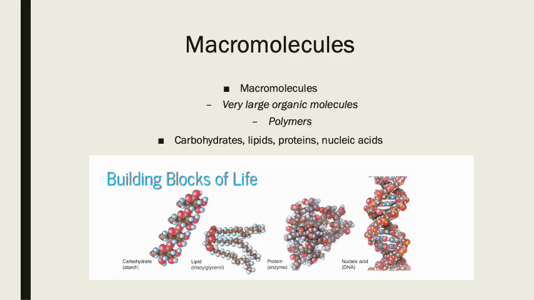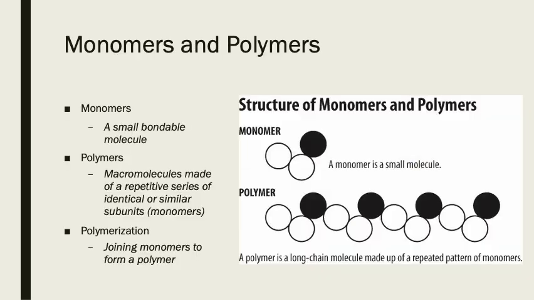Macromolecules. I was just talking about them, but they're very large organic molecules that are formed by carbon backbones. They are polymers, and examples of these macromolecules, again, are carbs, lipids, proteins, and nucleic acids. All these things are formed by carbon. I mentioned the word polymers. So what is a polymer? What exactly does a polymer do, or where does it come from?